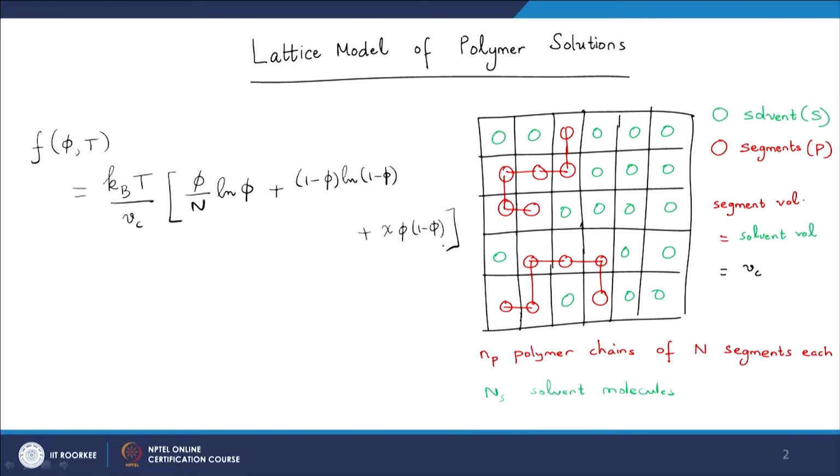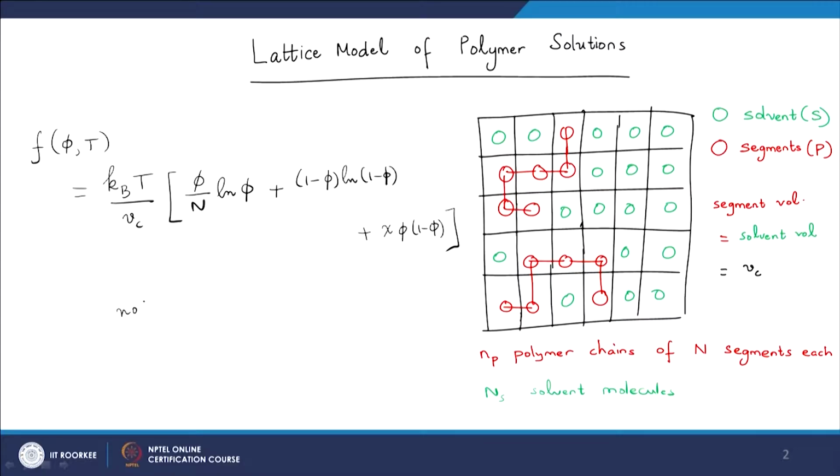Now, unlike the earlier case where I can replace phi by 1 minus phi and get the same expression, and that is why we had a mirror symmetry around phi equal to 1 by 2, we cannot do this here, because if I replace phi by 1 minus phi, we will have 1 minus phi by n there. So, this is no longer symmetric around phi equal to 1 by 2, which also means that the common tangent is not horizontal.